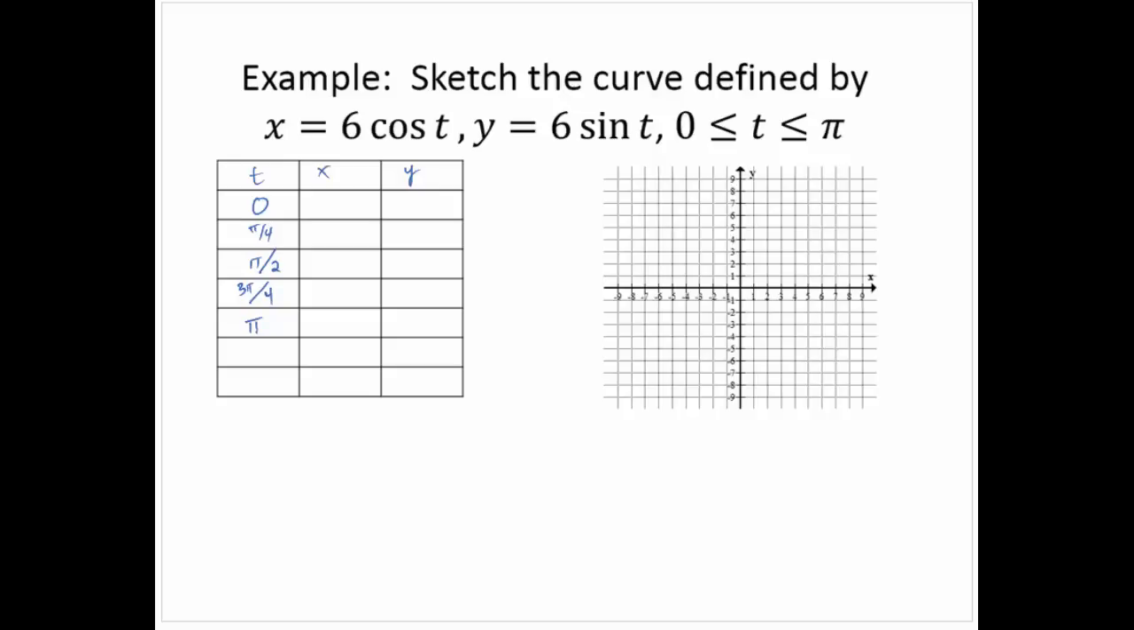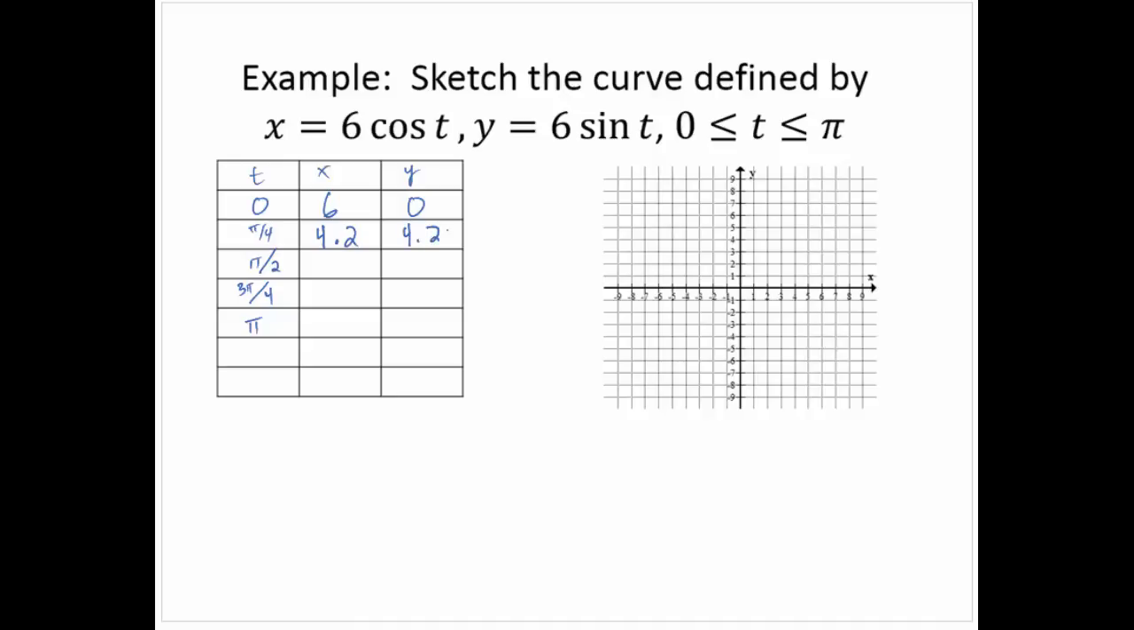All right, so now let's see. The cosine of 0 is 1, so multiplying that by 6 would be 6. The sine of 0 is 0, multiplying by 6 would be 0. The cosine of pi over 4 is root 2 over 2, which is about 0.7. So 6 times 0.7 is about 4.2. The sine of pi over 4 is also root 2 over 2, and so this would also end up being 4.2.